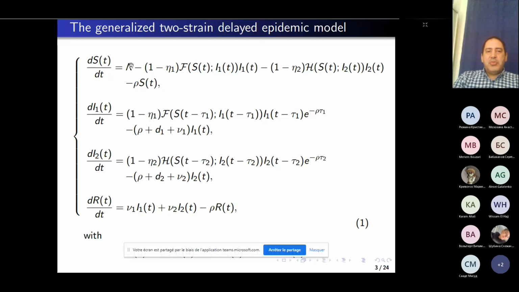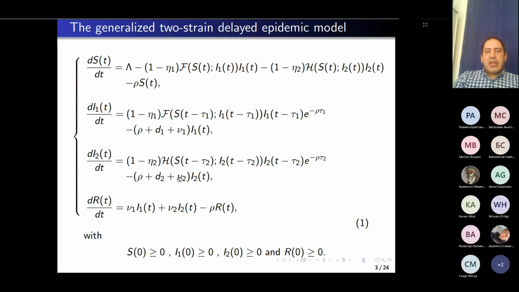Lambda here is the birth rate of the susceptible individuals. And you see here rho is in each equation of the system 1, which means rho is the natural mortality of all the population. So the natural mortality of all the population is symbolized by the parameter rho.